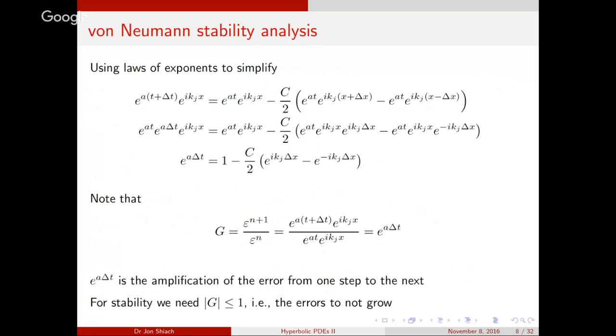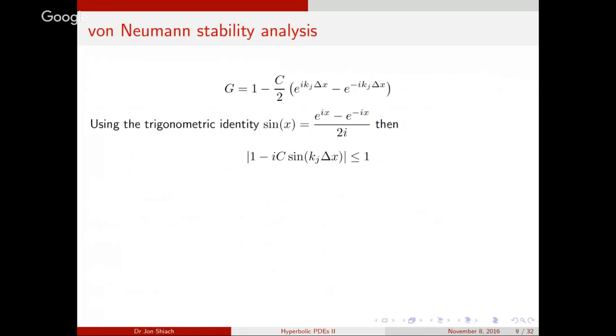Why do we want that less than or equal to 1? Because we don't want the errors to grow. If the errors grow, after a few time steps, they're just going to dominate the solution. Okay, so we have this. A bit of a thorny problem here is we've got a couple of imaginary numbers. So there are various techniques with which we can get rid of these.